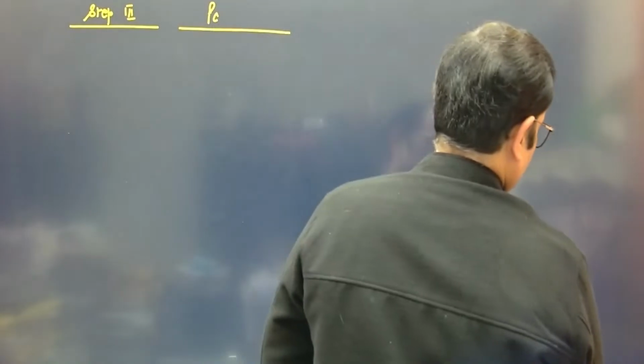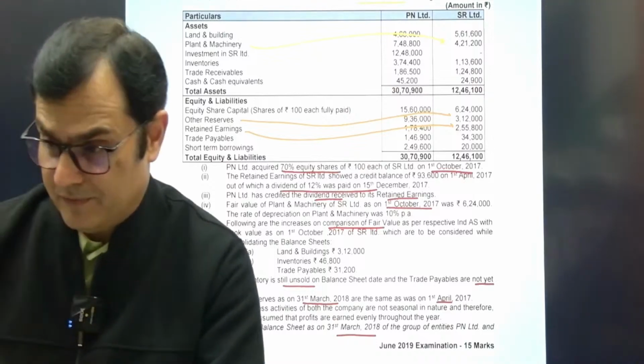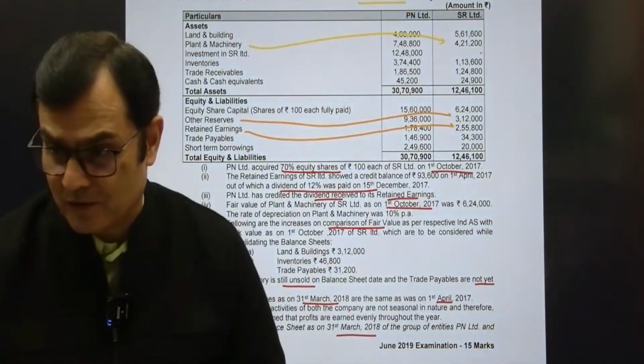For the calculation of the purchase consideration, somebody's got a lot of noise in the back. If you could mute yourself, there is so much noise.